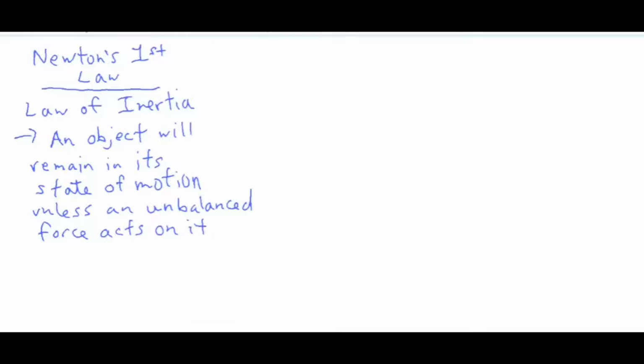So Newton's first law is also known as the law of inertia, and it states an object will remain in its state of motion unless an unbalanced force acts on it. And its state of motion is going to be one of two things. It's either going to be in motion, which means it is moving at a constant velocity, or it is motionless, which means it's at rest. Acceleration wouldn't be considered a state of motion because if it's accelerating, that means it's speeding up or slowing down. So that means it is changing its state of motion because an unbalanced force is acting on it. So the original states of motion are basically in motion or motionless.